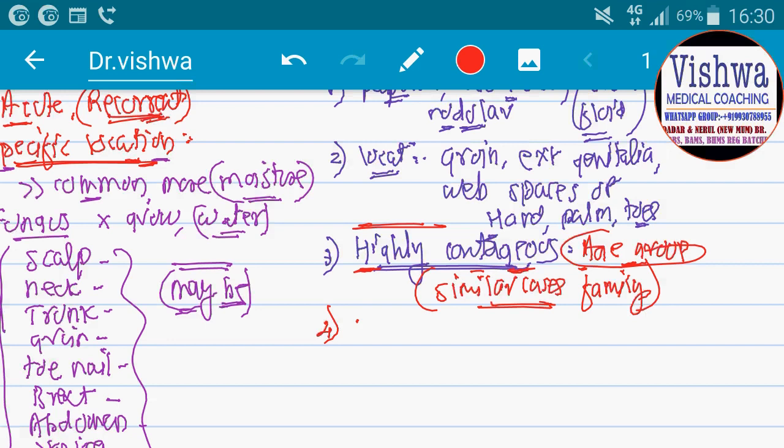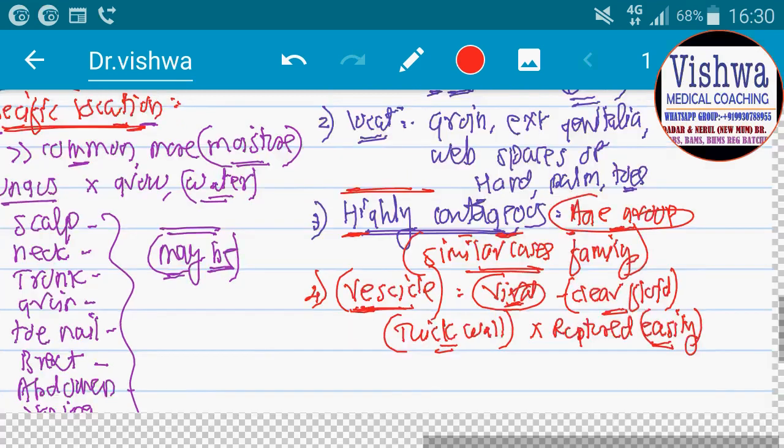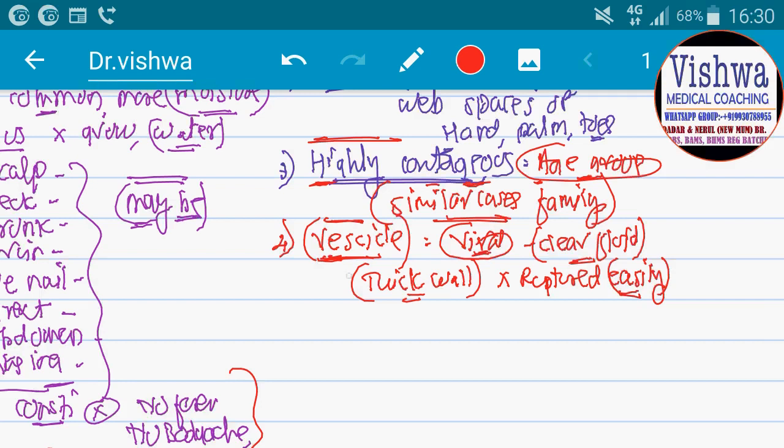Fourth important point is how the vesicles are. Because vesicles were also there in viral. Viral also has clear fluid, and here also we have clear fluid. But remember, these vesicles have a thick wall. That means they cannot be ruptured that easily. That is one peculiarity about the vesicles of scabies.